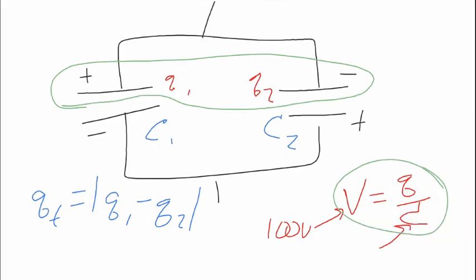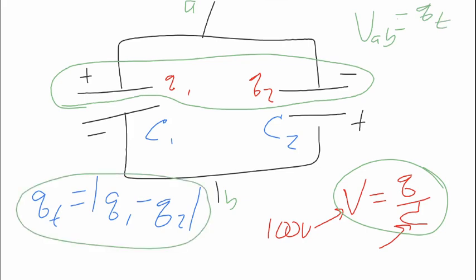And just keep in mind that the voltage that we're solving for here, we want the total voltage between A and B, where this is point A and this is point B. And it's going to be whatever the total charge is, which we will find with this equation, and then we divide that by the equivalent capacitance. So CEQ is what you'll sometimes see for the equivalent capacitance.